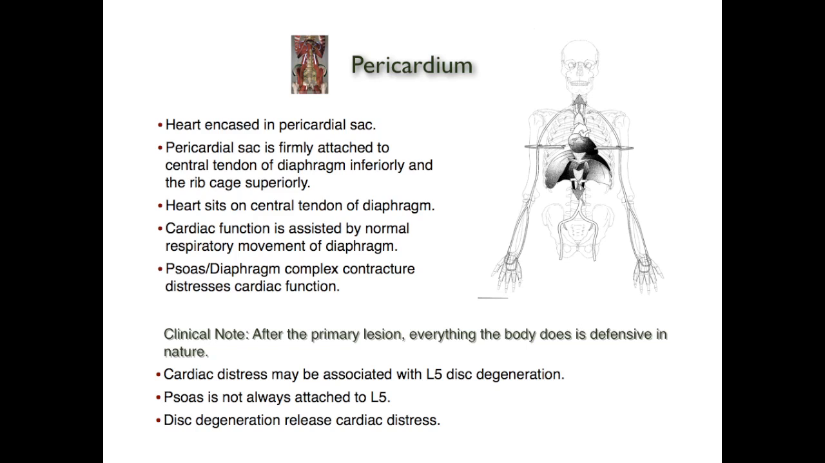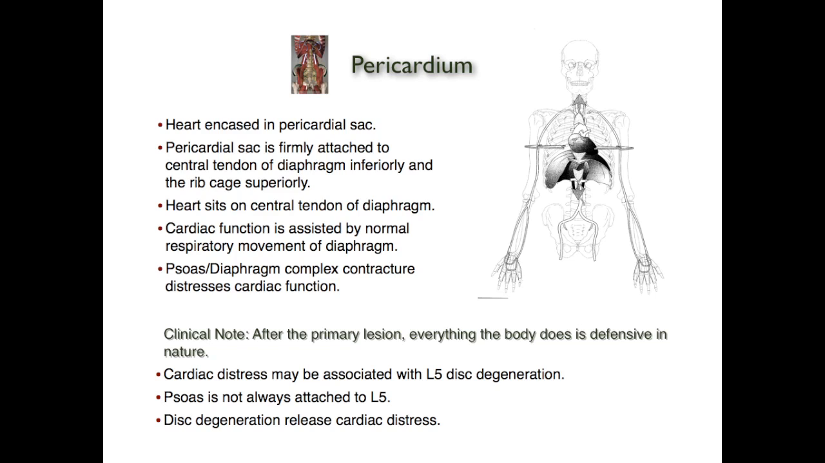The heart is encased in the pericardial sac. The pericardial sac is intimately attached to the central tendon of the diaphragm. Cardiac function is assisted by normal respiratory movement of the diaphragm. Psoas diaphragmatic contracture distresses cardiac function.